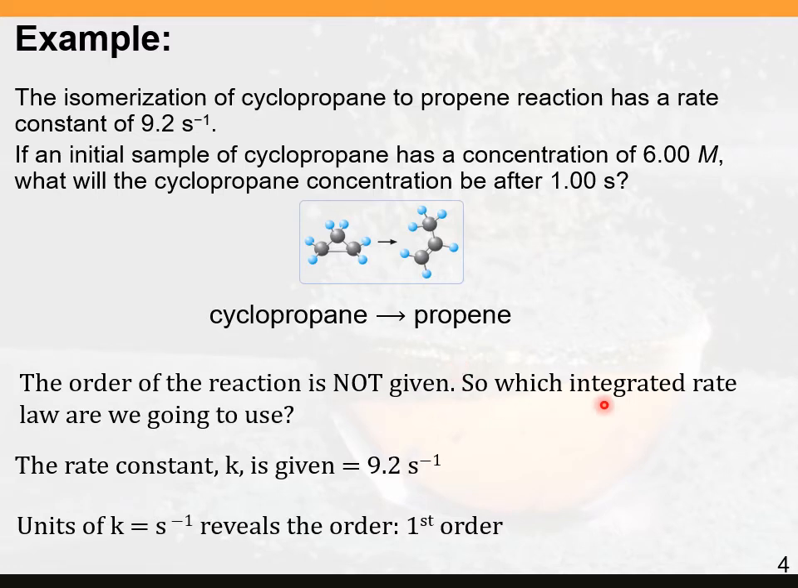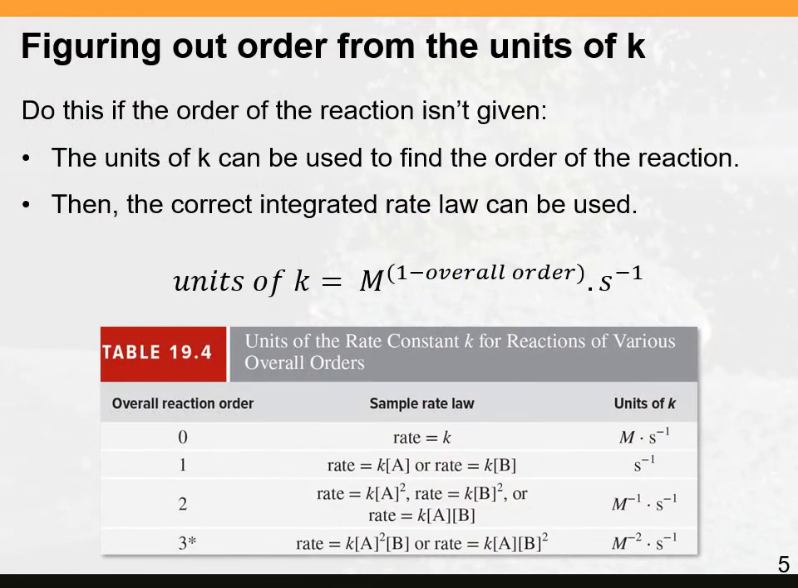The order of the reaction is revealed from the units of the rate constant. The unit per second reveals the order of the reaction to be first order. Therefore, we are going to use the first order integrated rate law. So if the order of the reaction is not given with a question, but the rate constant is provided, you can use the units of the rate constant to find the order of the reaction. Then you can use the correct integrated rate law.